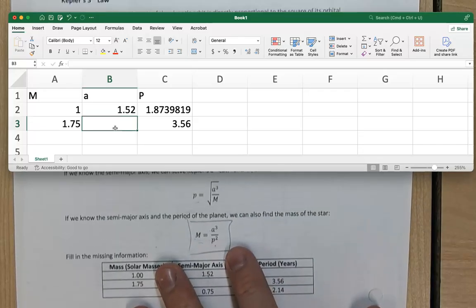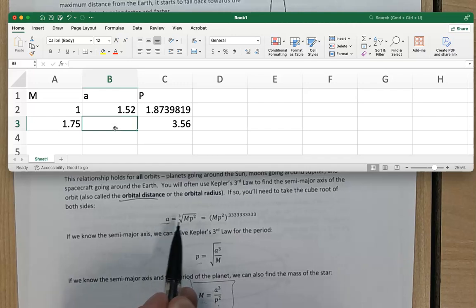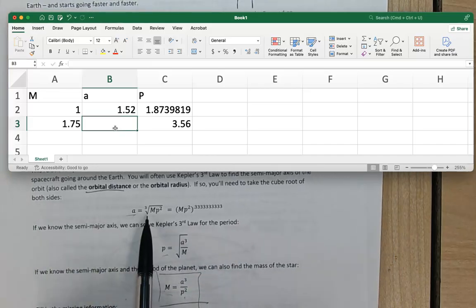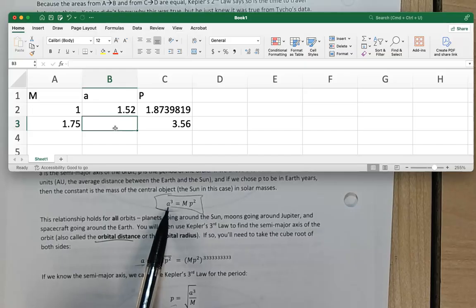Well, here's our solution for the semi-major axis. If you're solving for A, you just take the cube root of both sides and you say, okay, then A is the cube root of MP squared. And it's a handy shortcut.